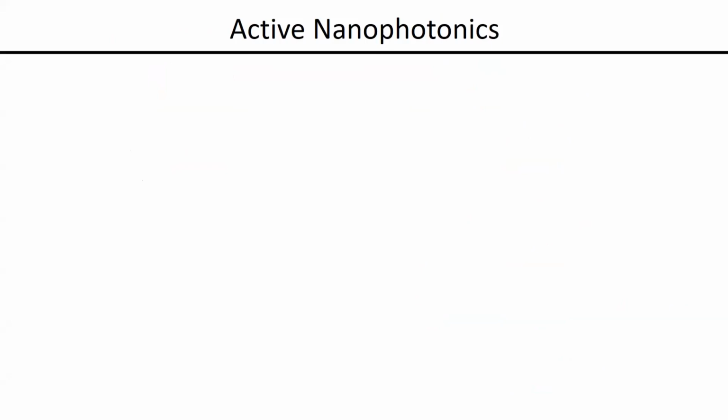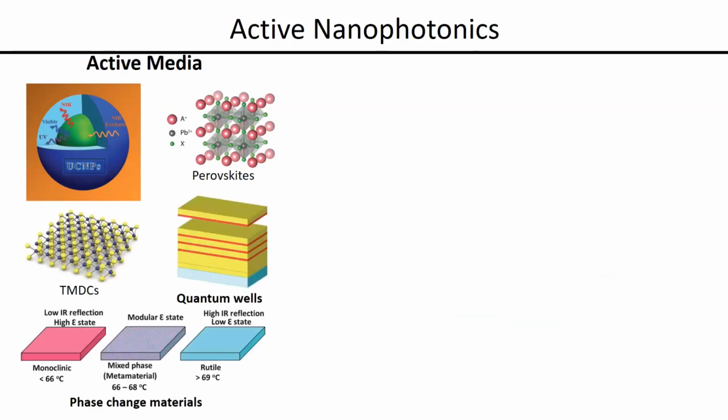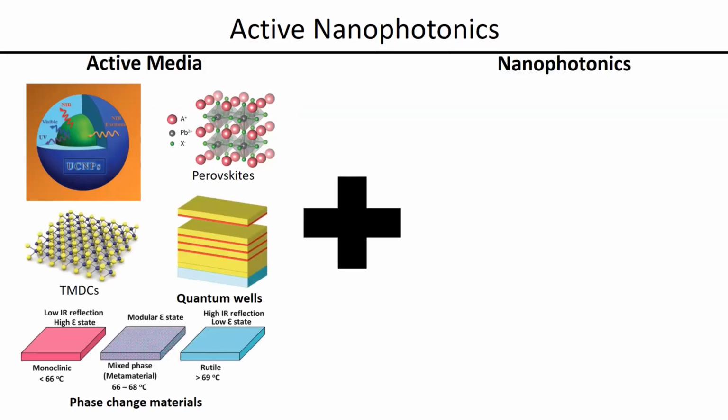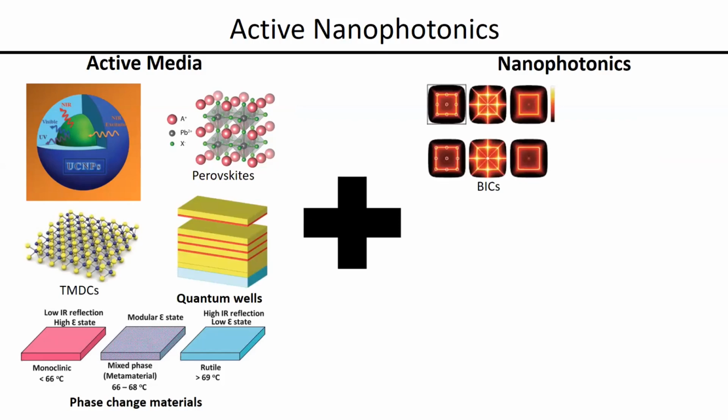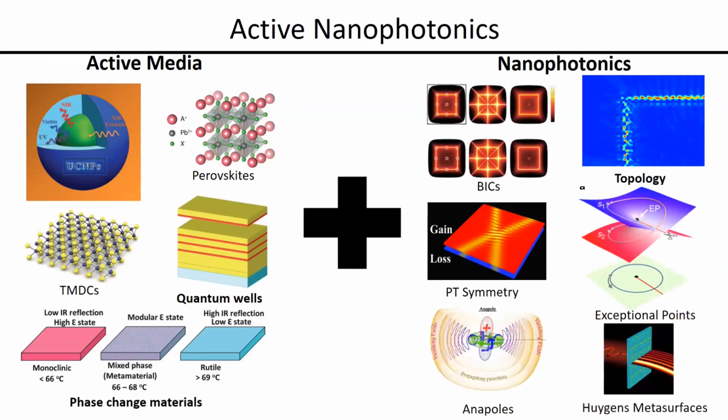So what is active nanophotonics? Active nanophotonics involves basically a marriage of two concepts: active media, like upconversion nanoparticles, perovskites, TMDCs, quantum wells, exchange media, with nanophotonics, like BICs, topology, PT symmetry, exceptional points, anapoles, Huygens metasurfaces, or many other things as well. So basically, we try to combine these two things to make new applications, like new devices.